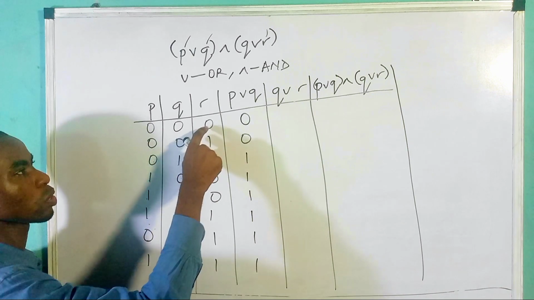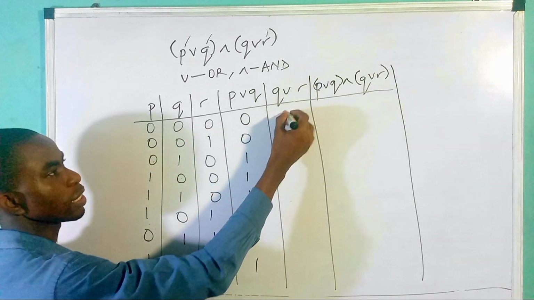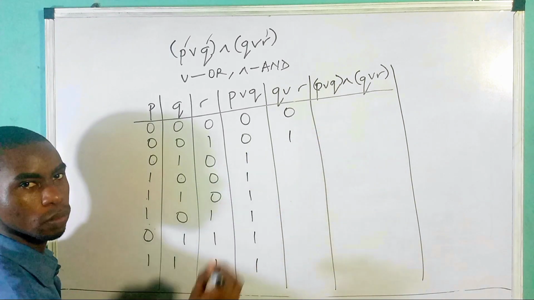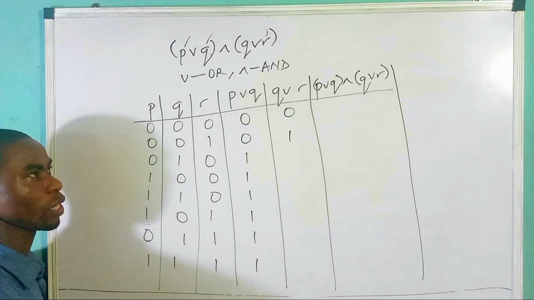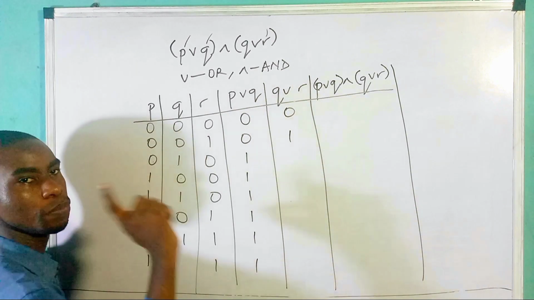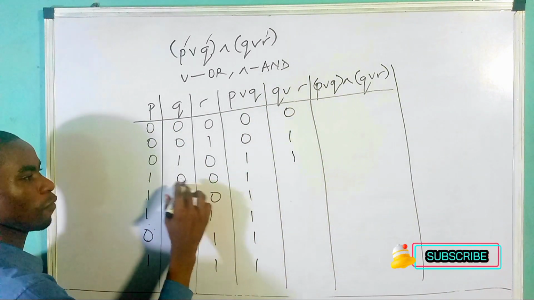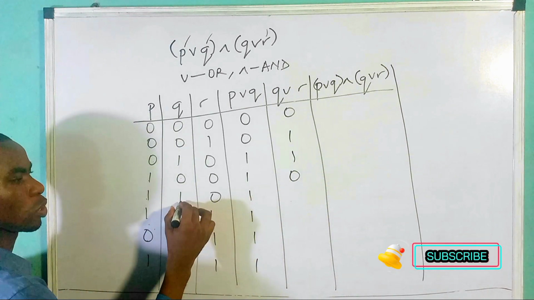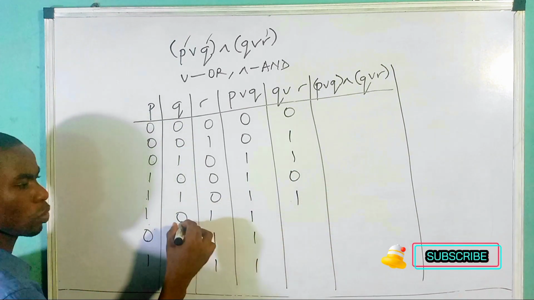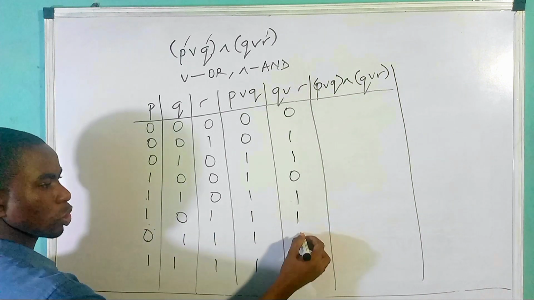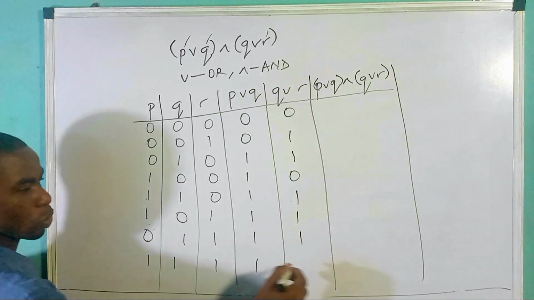Q is false. R is false. This is going to be false. False or true, it is true. If any of them is true, the OR operator says that you pick the true. So true or false is true. False or false is false. True or false is true. False or true is true. True or true is true, and true or true is also true.